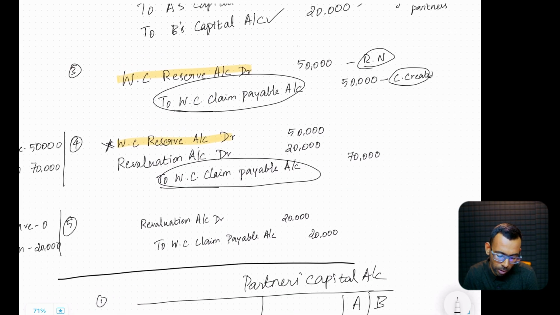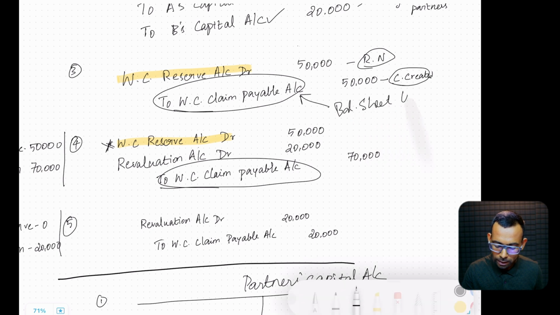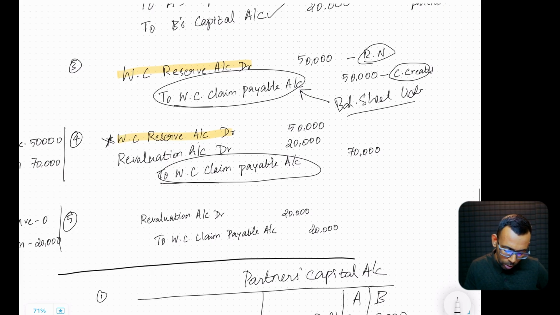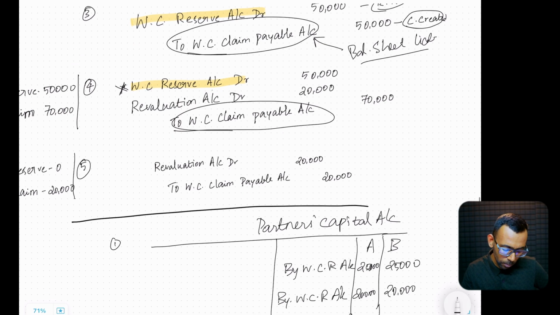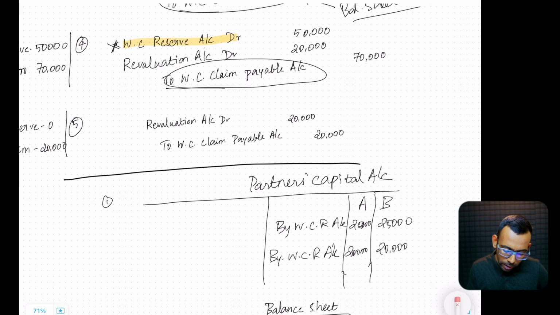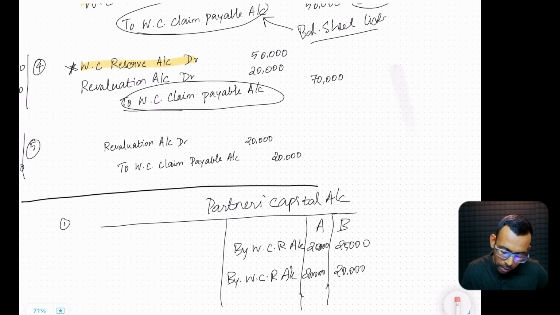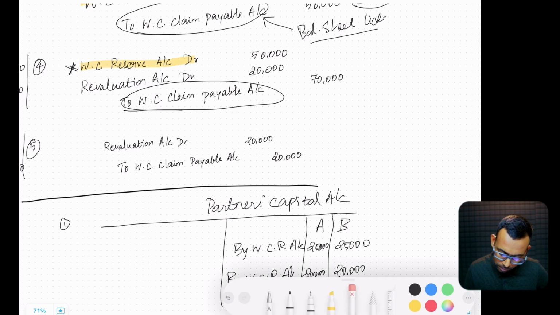In the third scenario, you see workman compensation reserve account to claim payable account. So these two ledgers we are not preparing. So no ledger posting will come, but this will go to the balance sheet. Which side? Liability side. Okay. And then finally you have the fourth and fifth scenario. For the fourth and fifth scenario, you will have to write it in the revaluation account. When you prepare the revaluation account, you have to write this.